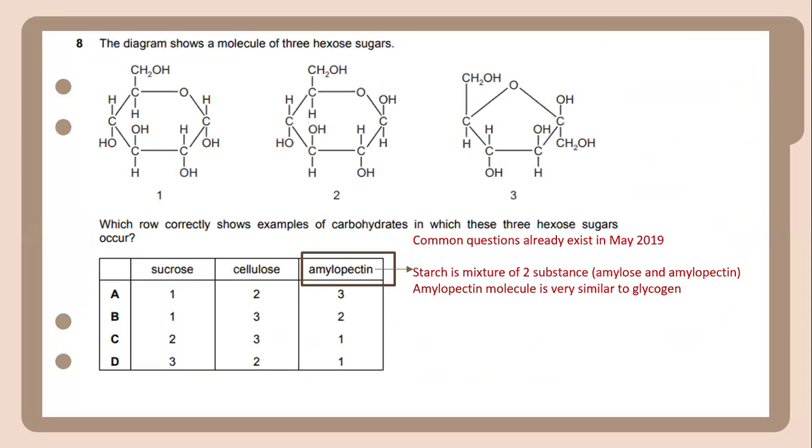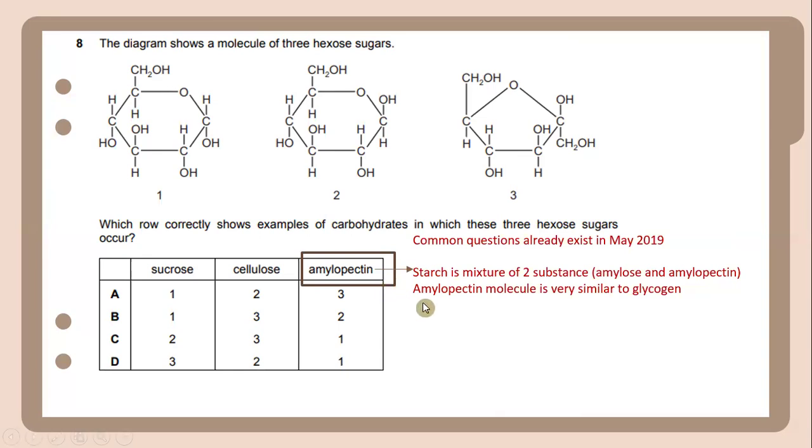Number 8, the diagram shows a molecule of 3 exosugars. This is also a common question, which was already asked in the May examination paper 2019. But the tricky part is, the question asks you to compare and show the example of a carbohydrate in which 3 exosugars occurs. And instead of amylopectin, it is replaced with starch.